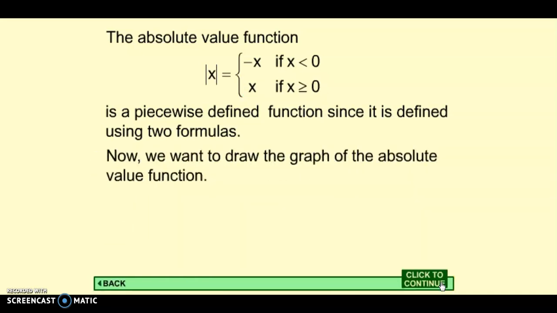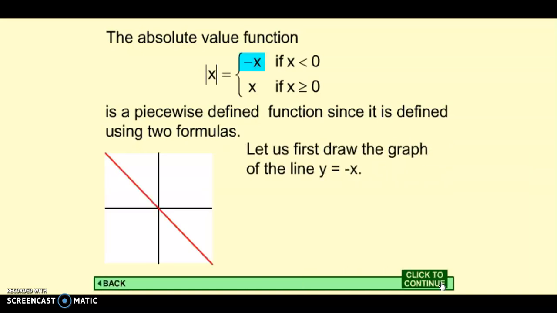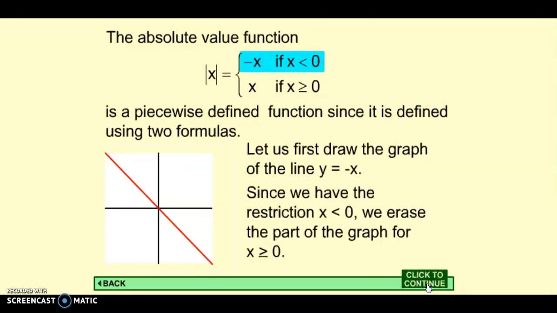Now we want to draw the graph of absolute value function. Let us first draw the graph of a straight line, which is y equals minus x. Here is the graph of the straight line y equals minus x. Since we have a restriction on the values of x, and here the values of x for this function are less than 0, we erase the part of the graph for x greater than or equal to 0. So this much part of the graph will be left.